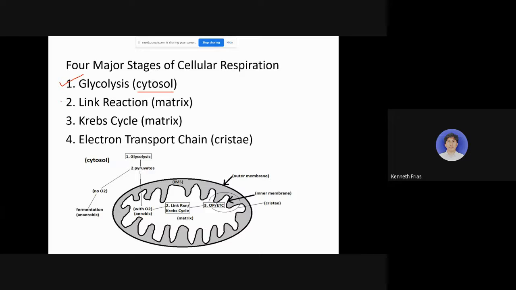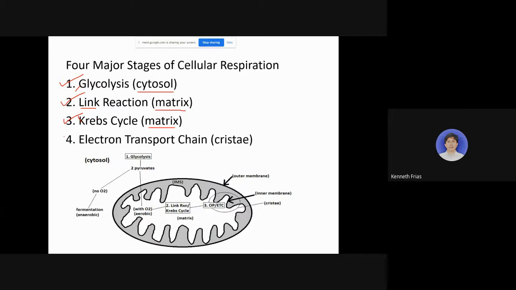Then after glycolysis, there's what we call the link reaction, which happens inside the mitochondrion in the matrix. This is very important because, from the term itself, the link reaction links glycolysis and the Krebs cycle. It processes the products of glycolysis so they can be used in the Krebs cycle. The Krebs cycle is the third stage, which also happens inside the mitochondrion, specifically in the matrix. This Krebs cycle is also known as the citric acid cycle, or TCA, or tricarboxylic acid cycle.